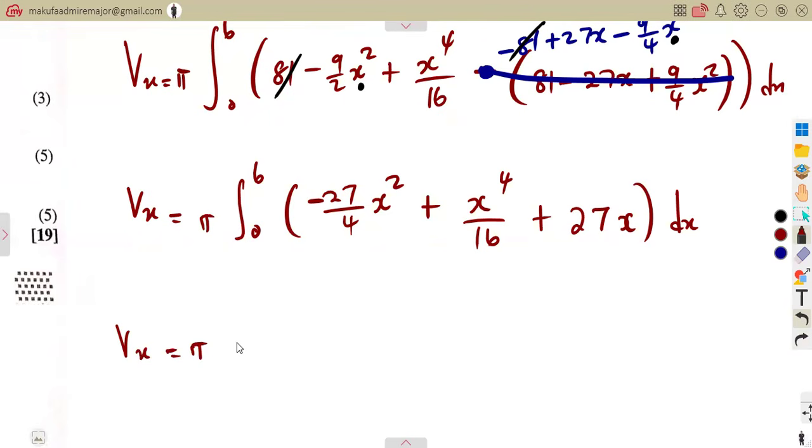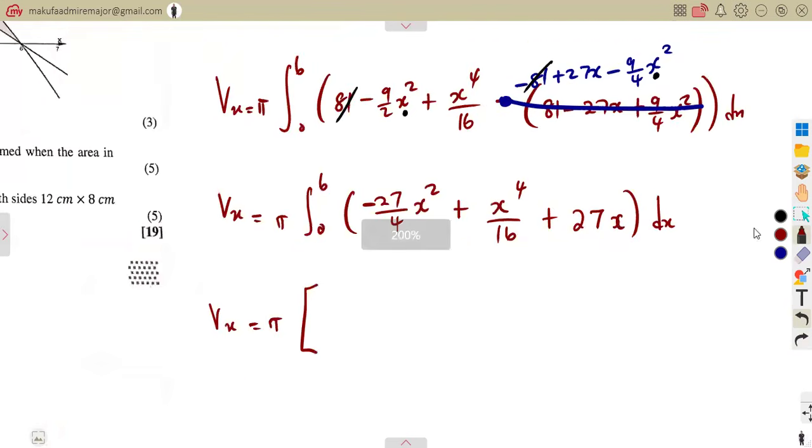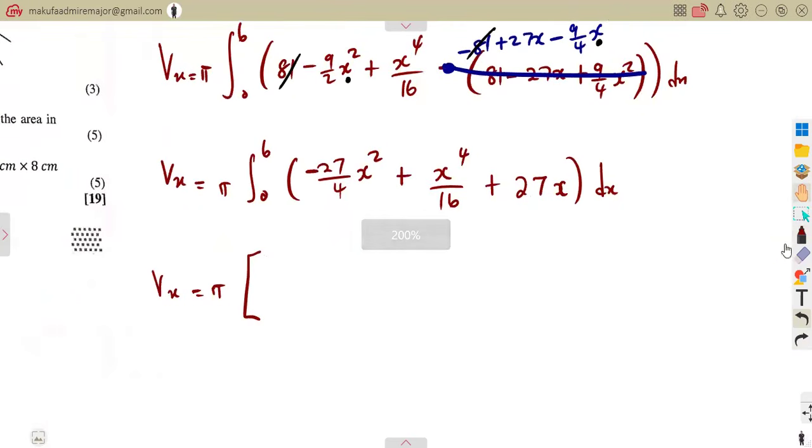We just have to be very, very patient and try by all means to be careful, because as you can see, we are working with a lot of things. So you must be careful. So now we can integrate.